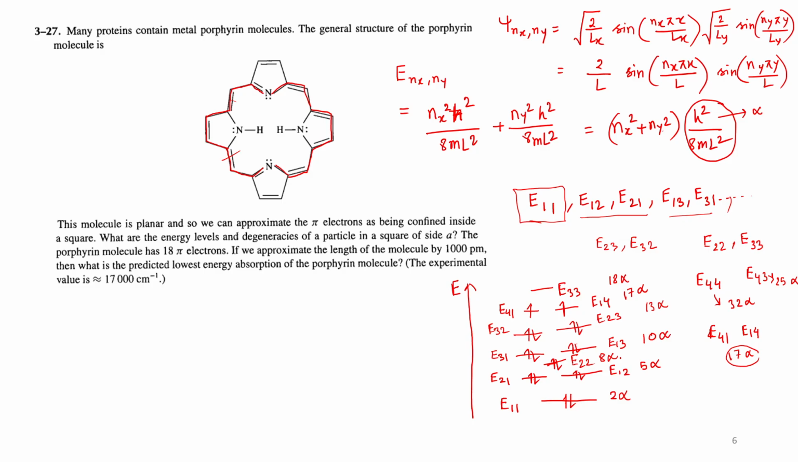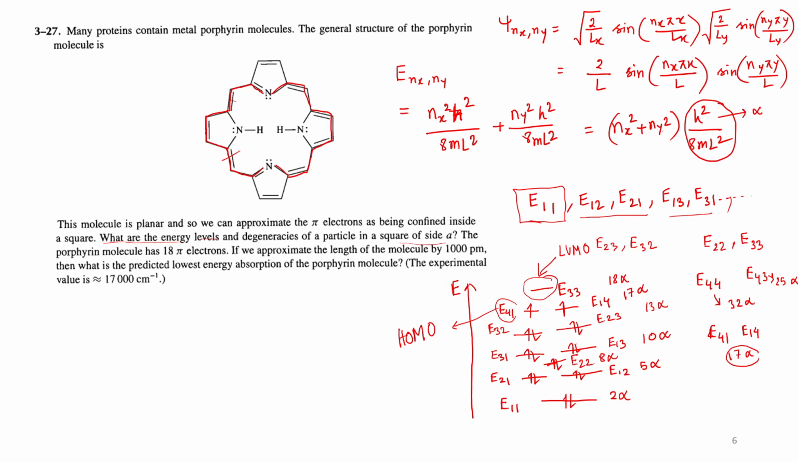So now see, what are the things? These are the energy levels we need to think about, because now we understand the E41 and 14, these are our HOMOs. HOMOs means highest occupied molecular orbitals. Why I'm saying HOMOs? Because there are two HOMOs, right? Because 41 and 14. And E33 is our LUMO, lowest unoccupied. So we have done with this first question, that what are the energy levels and degeneracies of a particle in a box of side L?